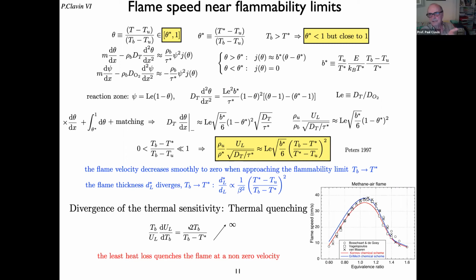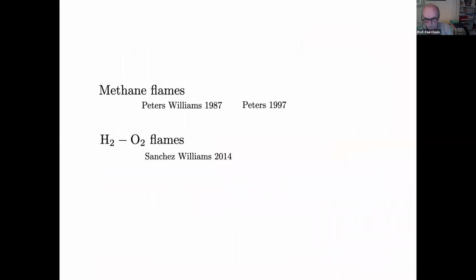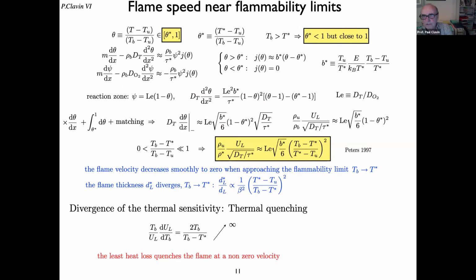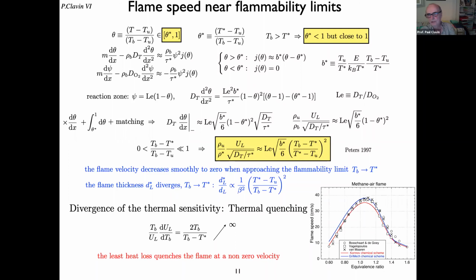So this is the result which was obtained. This is a very nice result obtained by Norbert Peters. You know, it's not universal. It depends on the composition and so on, but it gives you a good idea how the chemical kinetics can play an important role in the flammability limits.